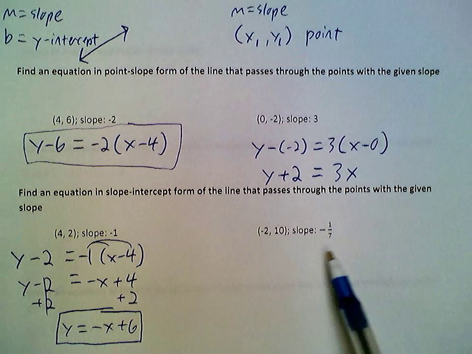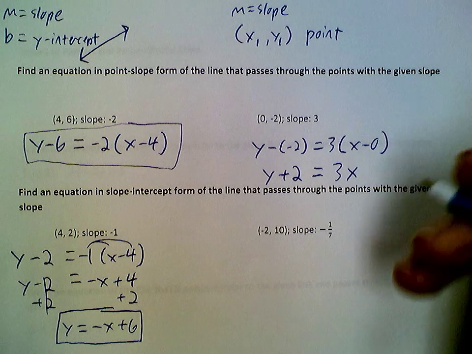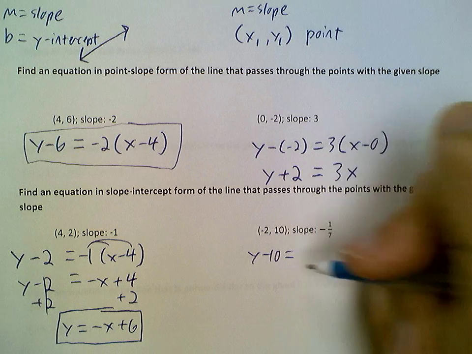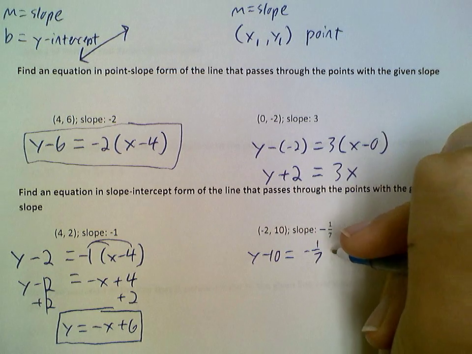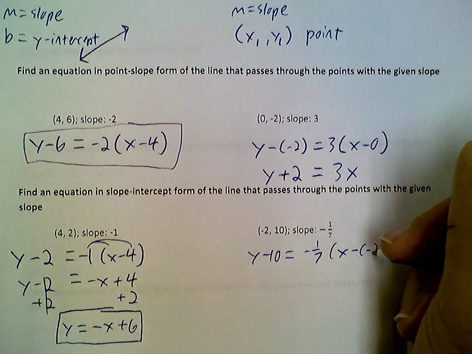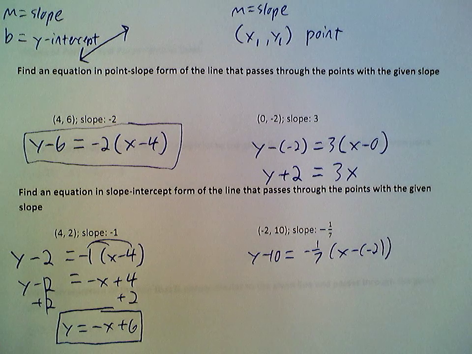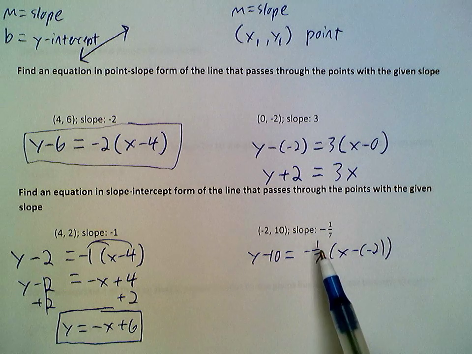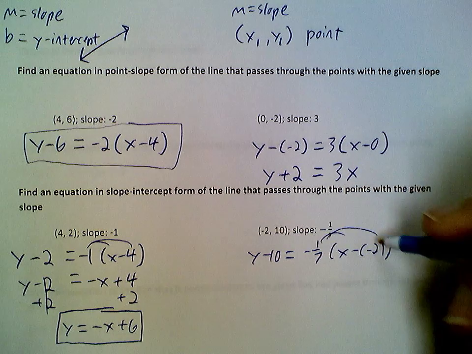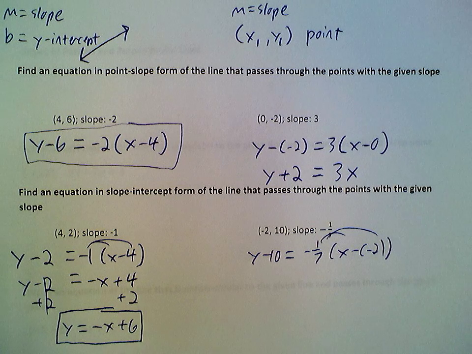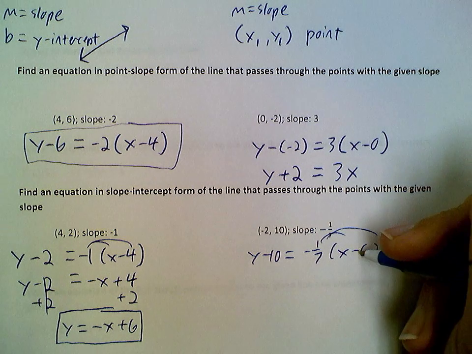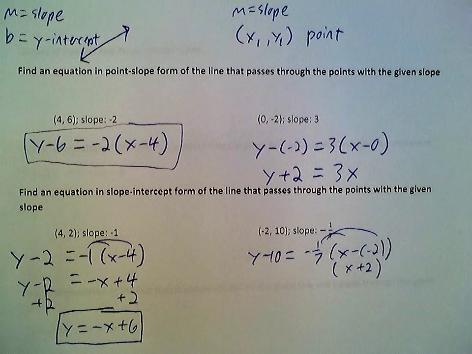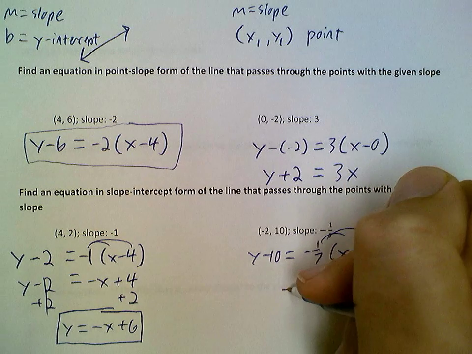Okay, same thing over here. I'm going to just plug it into point slope form first. So y minus 10 equals negative 1/7, x minus negative 2. Now I'm going to distribute this negative 1/7 across. It won't be quite as convenient, obviously, because it's a fraction. Also, right away, instead of making this x minus negative 2, I'm going to think of it as just x plus 2 when I distribute, to make it easier on myself.